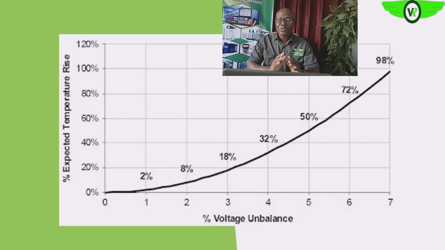So usually it is recommended that at the input stage from your utility, the voltage unbalance should not be more than between 1 and 2%. Okay, should not be more than 1%. Are we getting it? And because of all of these effects that we are seeing on the screen, voltage unbalance is an undesirable event.